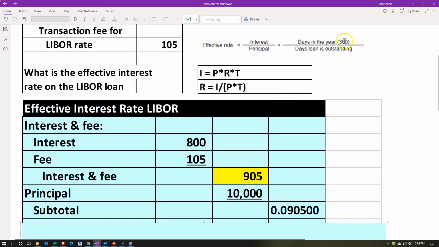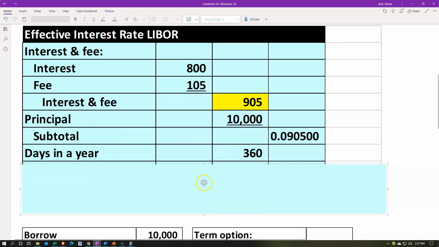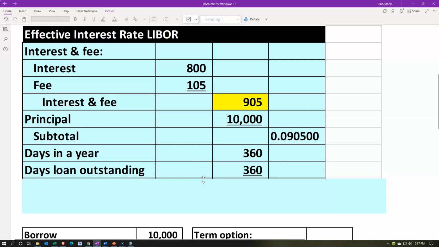And then I'll do the second half, which is going to be the days in the year, 360 divided by the days of the loan. This will be nice and easy because it's a 1-year loan. Therefore, the days in the year, assuming even 30-day months, times 12, 360, divided by the loan, which is for 1 year as well, also 360. 360 divided by 360 is 1.